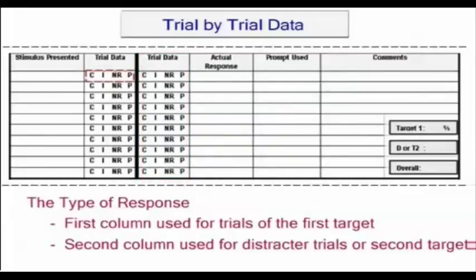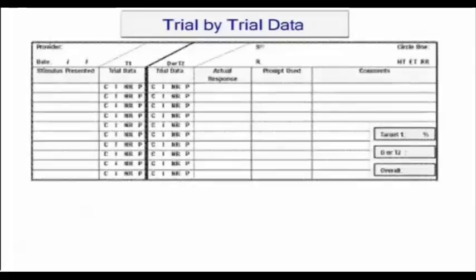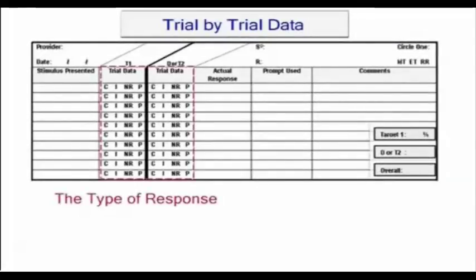As you can see, each column contains an abbreviation for each of the 4 types of responses: correct, incorrect, no response, and prompted. Let's take a closer look at how each of these types of responses is recorded.